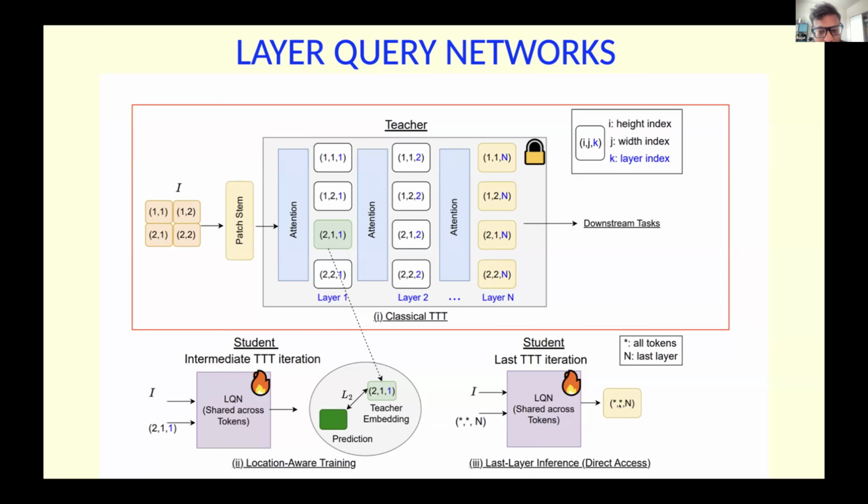So you have this notion of being able to predict whatever is at any layer of a neural network in a constant amount of time. The only time you will incur is the cost it takes to do a forward pass through this LQN. And it's a very small network. It's just 3 MLP layers in practice.